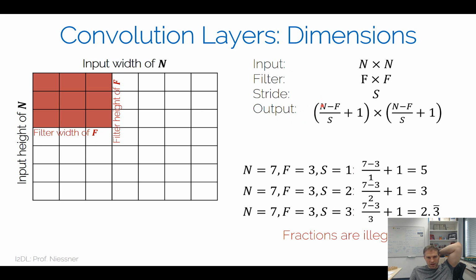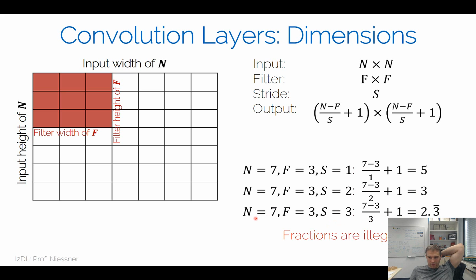So if I have an image of 7 by 7, a filter of 3, and a stride of 1, it's (7 minus 3) divided by 1, plus 1, which is 5, right? So 7 minus 3 is 4, plus 1 is 5. If I have a stride of 2, it's (7 minus 3) divided by 2, plus 1, which is 3. And now here we have this fraction, right?